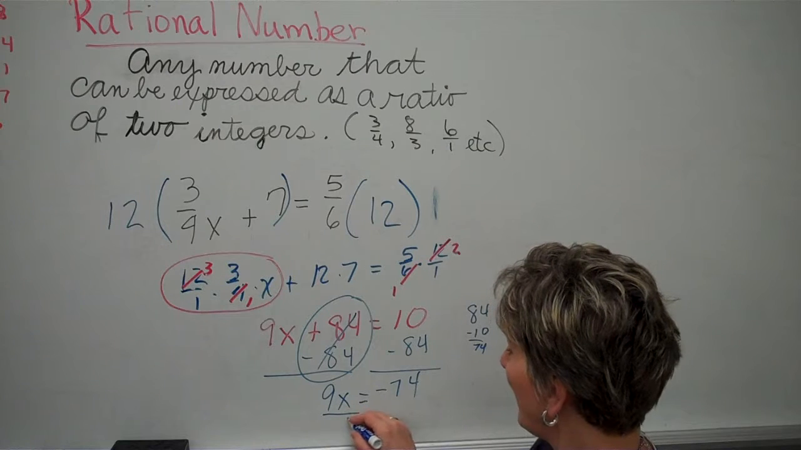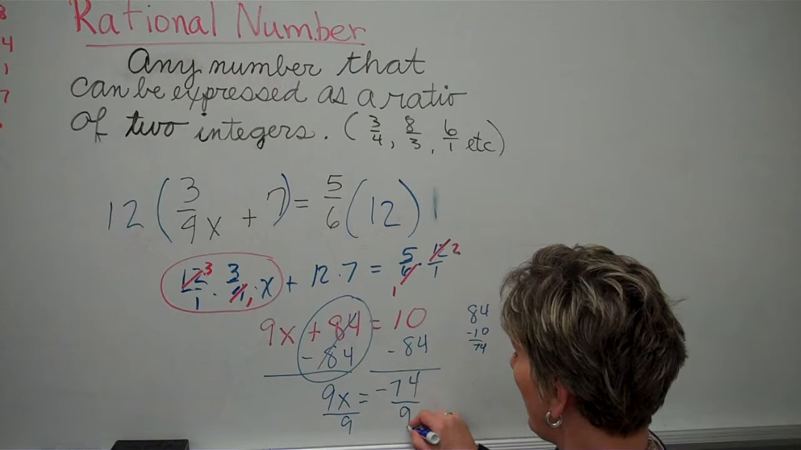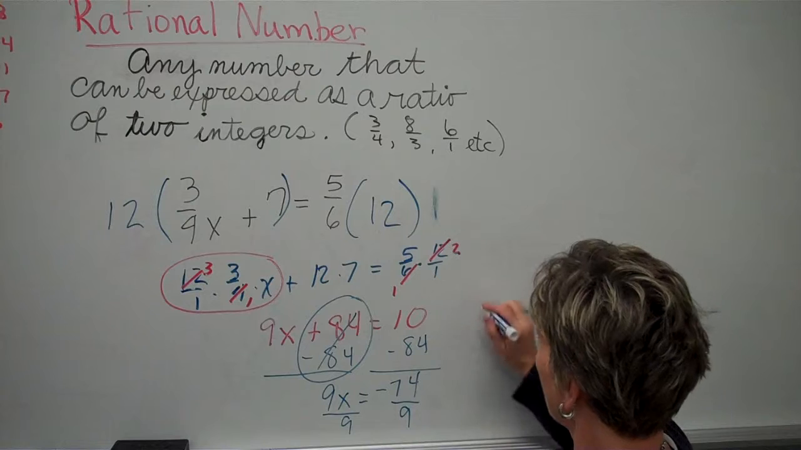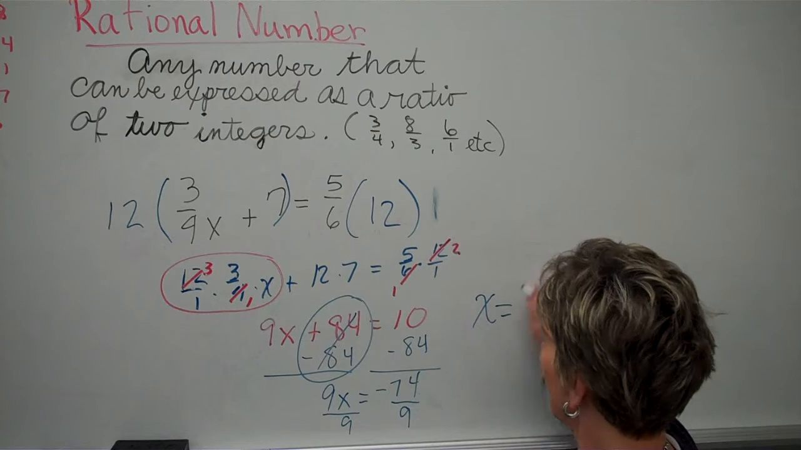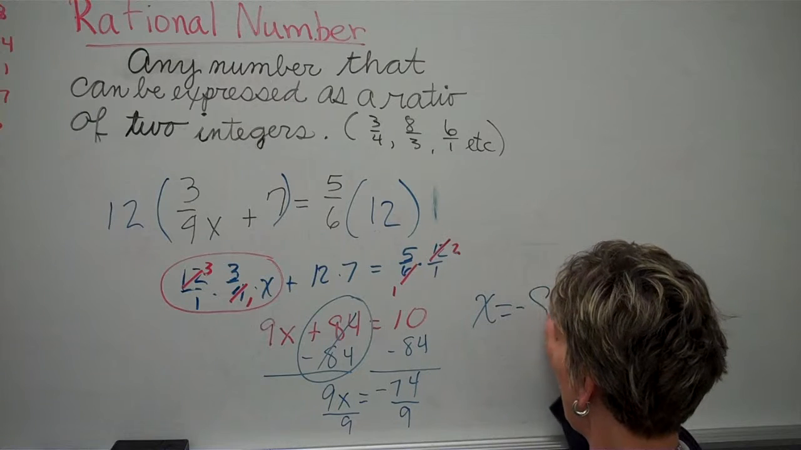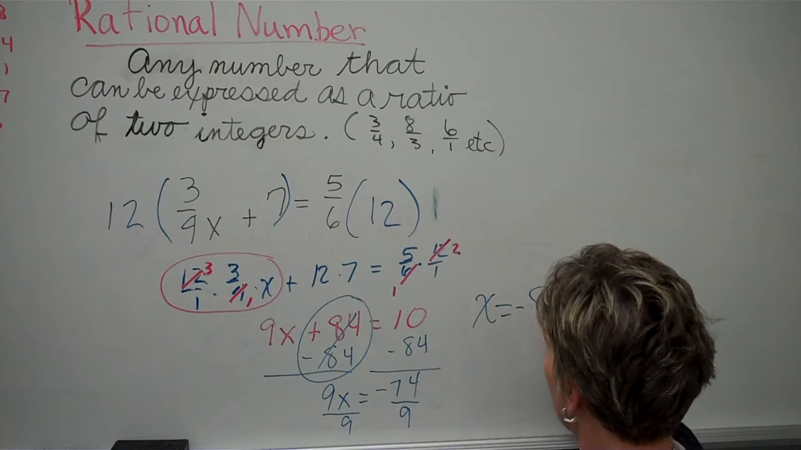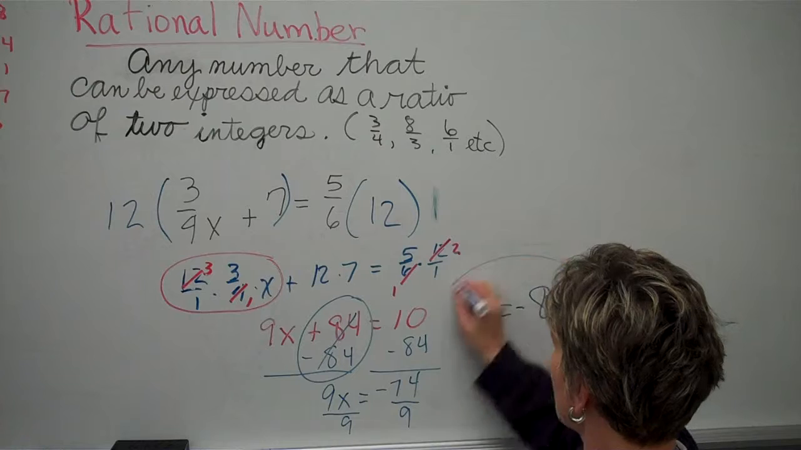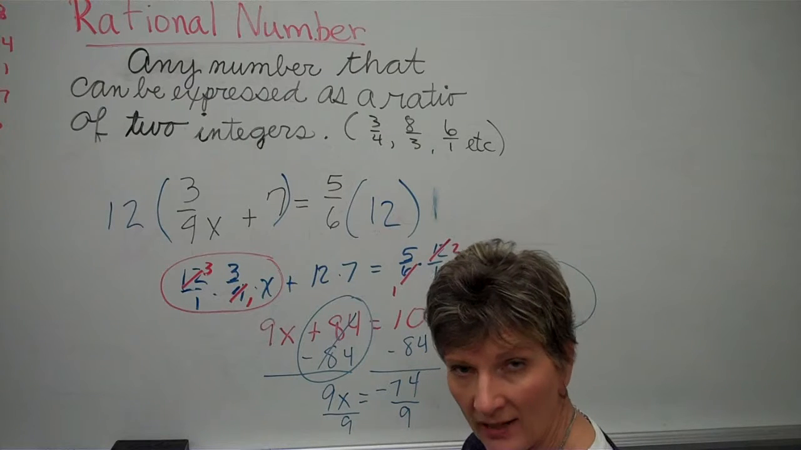So now I divide by 9 to undo the multiplying by 9, and I get my answer. X equals, let's see, 9 goes into 74 8 times, so it's going to be negative 8, and there's 2 left over, so my answer is negative 8 and 2/9.